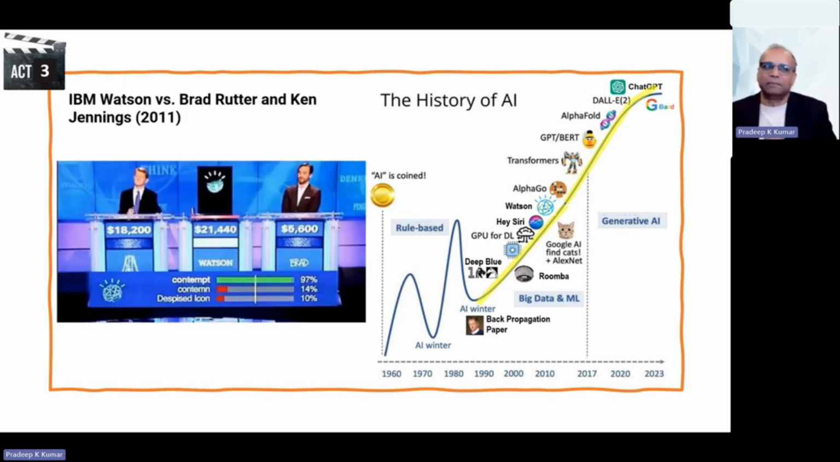The very first time the concept of artificial intelligence entered public consciousness, when you talked about it at dinner tables and bars and restaurants, was the defeat of Brad Rutter and Ken Jennings in 2011 by Watson. And Watson is different. It was able to find answers from ambiguous clues, right? It has natural language processing capabilities and machine learning algorithms. So this was actually the biggest milestone where AI really entered public consciousness.